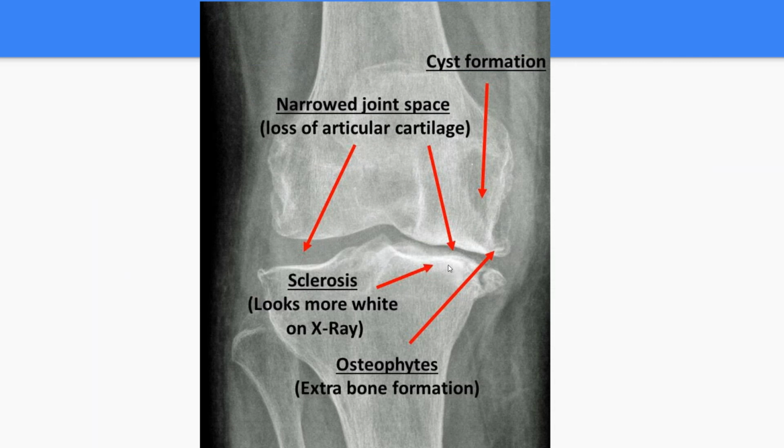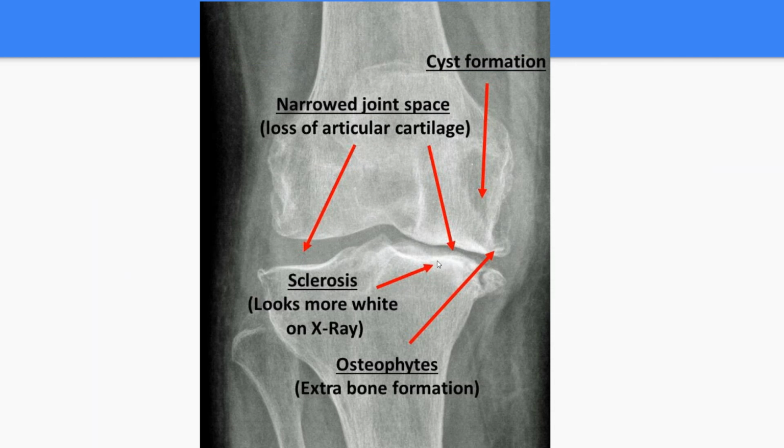And when more bone forms, it appears more dense on the x-ray, so it appears white. So we call this sclerosis. And then osteophyte formation is basically where this bone generation isn't just in the site of the cartilage, but to the sides or between bones. So it's quite an abnormality.